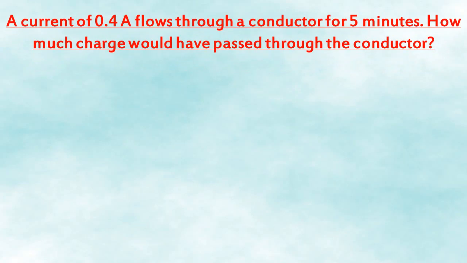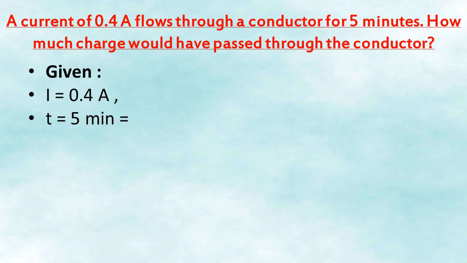Okay, student, here is one question. Let's solve it. A current of 0.4 ampere flows through a conductor for 5 minutes. How much charge would have passed through the conductor? First of all, what is given here? Current I is given, 0.4 ampere. It is flowing through a conductor for 5 minutes. This time is given, and we have to find the charge, Q. So given is I, current, 0.4 ampere, and T, time, which is 5 minutes.